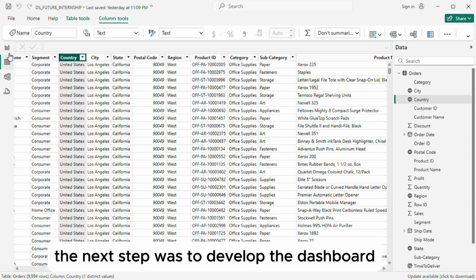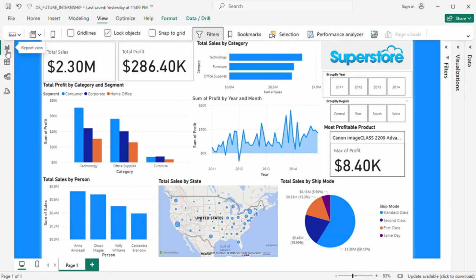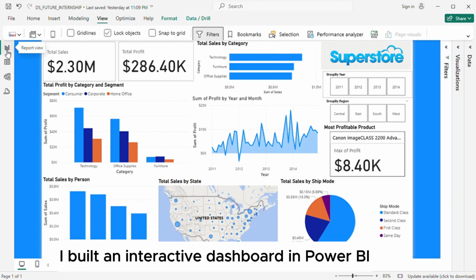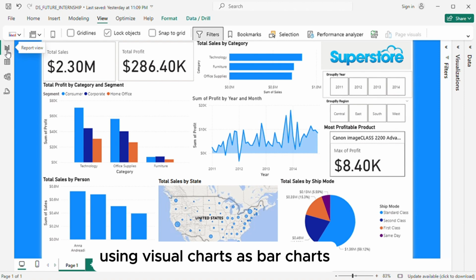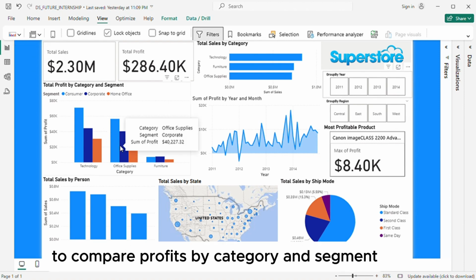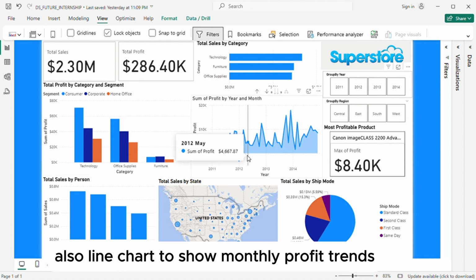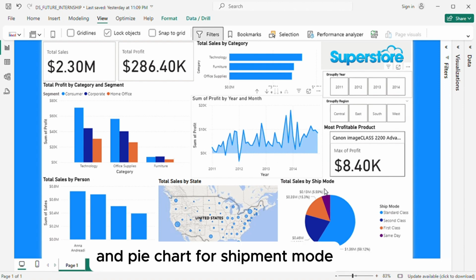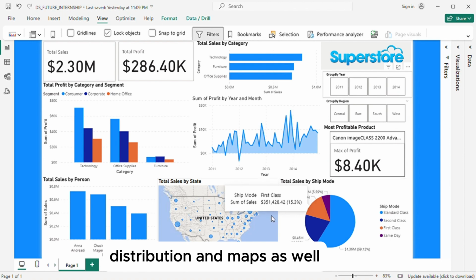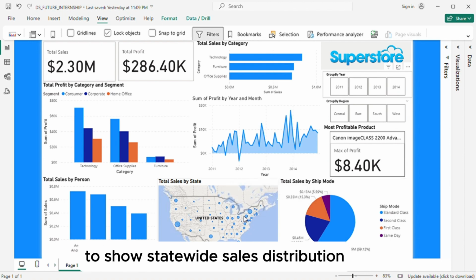The next step was to develop the dashboard. I built an interactive dashboard in Power BI using visuals such as bar charts to compare profits by category and segment, a line chart to show monthly profit trends, a pie chart for shipment mode distribution, and maps as well to show statewide sales distribution.